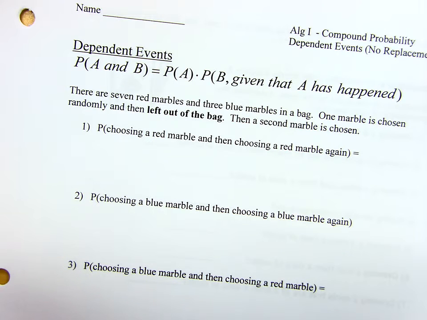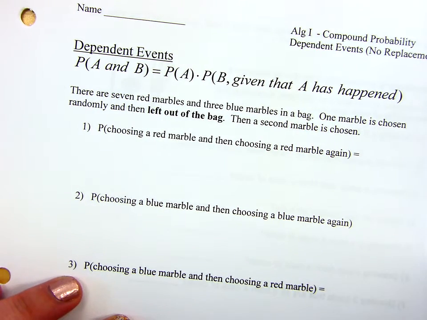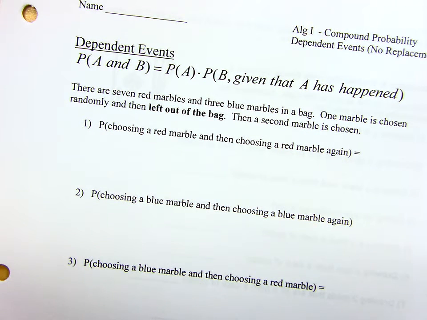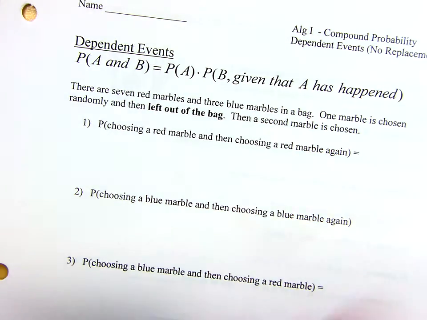So now we are talking about dependent events. This is when the outcome, the second thing to happen, has been affected by the first. So let's read the example that they've given us here.